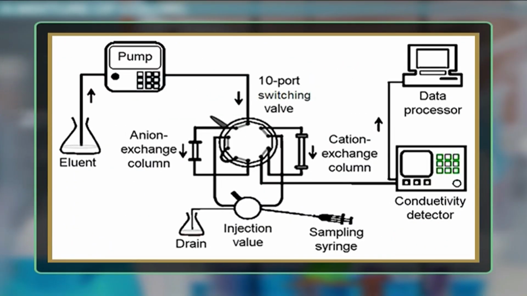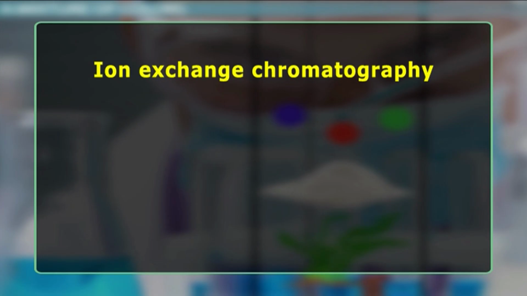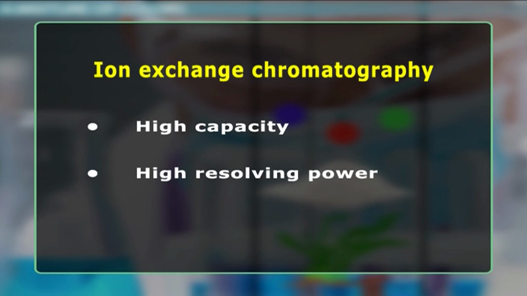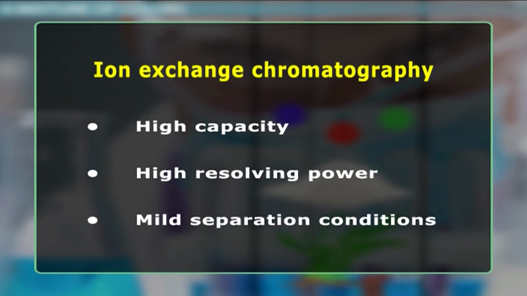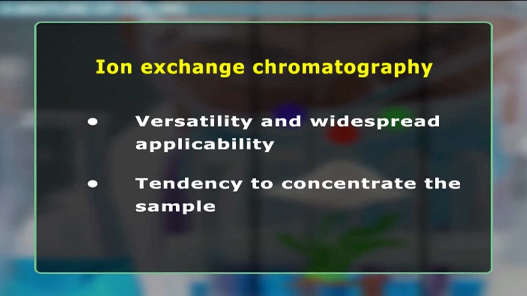The analytes of interest must then be detected by some means, typically by conductivity or UV visible light absorbance. Controlling an IC system usually requires a chromatography data system, that is CDS. Ion exchange chromatography, which is also known as adsorption chromatography, is a useful and popular method due to its high capacity, high resolving power, mild separation conditions, versatility and widespread applicability, tendency to concentrate the sample, and relatively low cost.